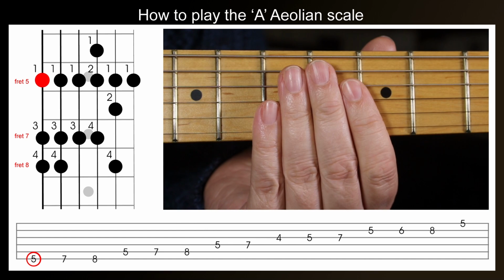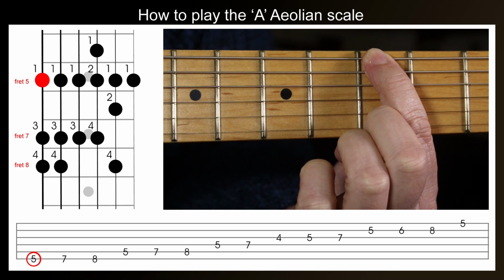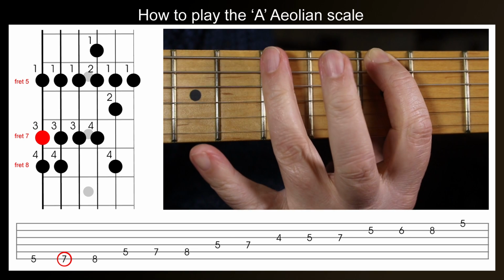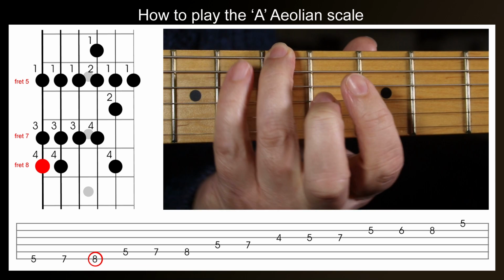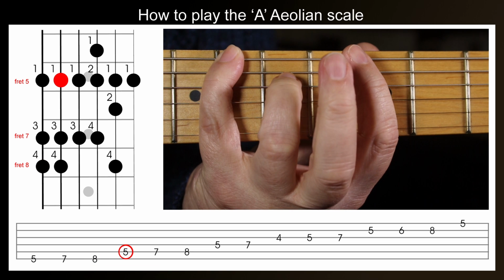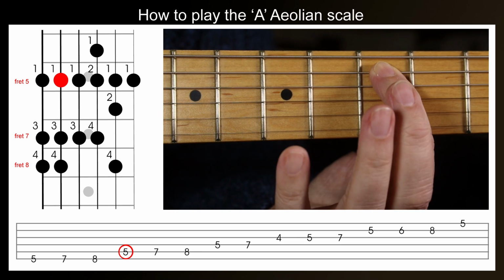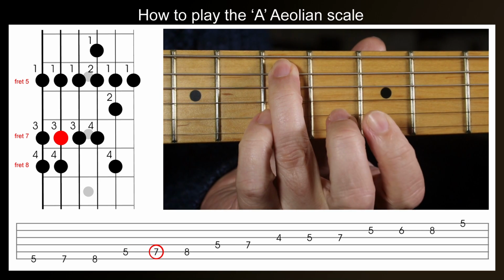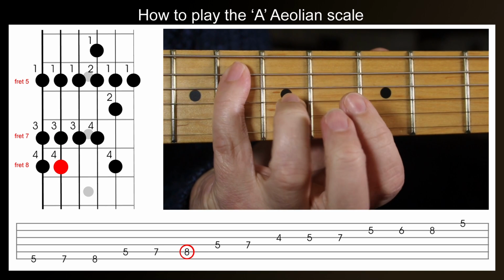Play the 5th fret of the bottom E string with the first finger. Play the 7th fret of the bottom E string with the 3rd finger. Play the 8th fret of the bottom E string with the 4th finger. Play the 5th fret of the A string with the 1st finger. Play the 7th fret of the A string with the 3rd finger. Play the 8th fret of the A string with the 4th finger.